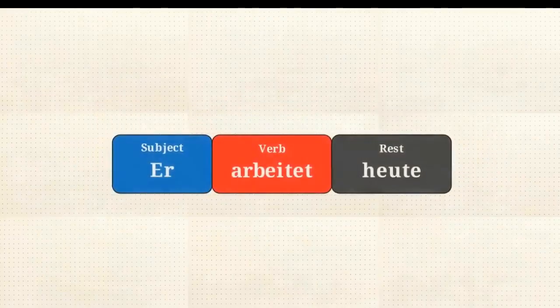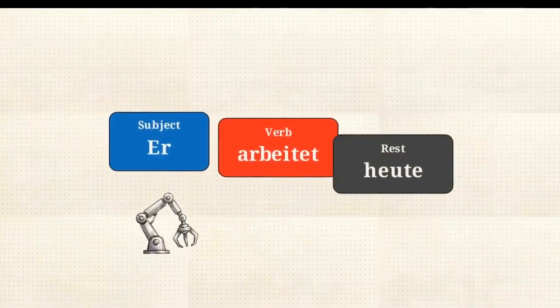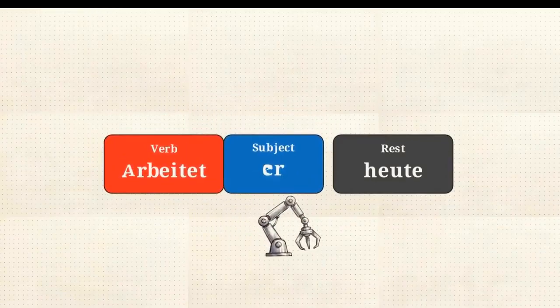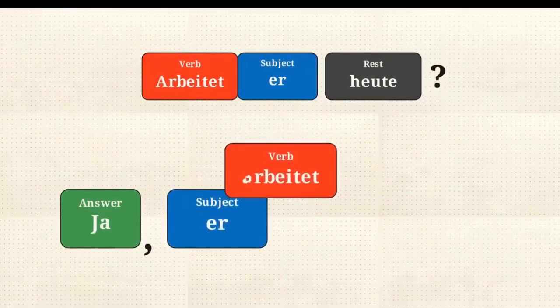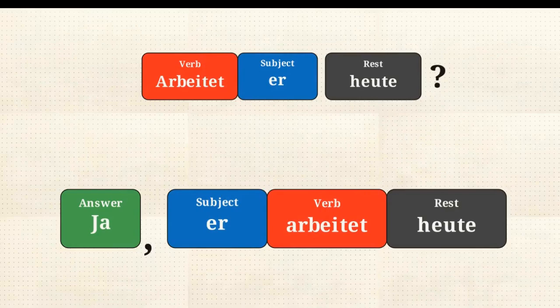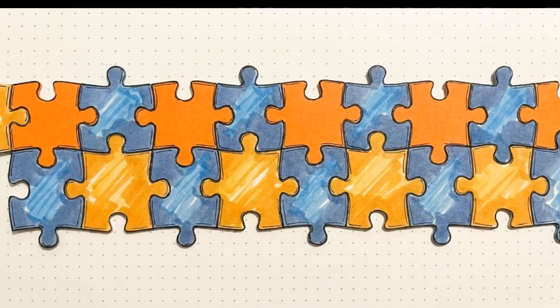The rule is mechanically consistent. The statement er arbeitet heute, he is working today, effortlessly flips to become arbeitet er heute? Answering is just as simple. You reply with ja or nein, followed by a standard statement where the subject returns to the first position. Questioning in German is a puzzle of physics and word placement, eliminating the need for arbitrary helper words.